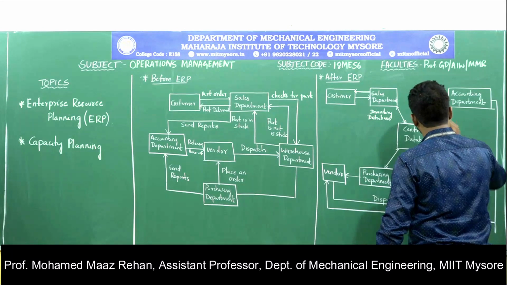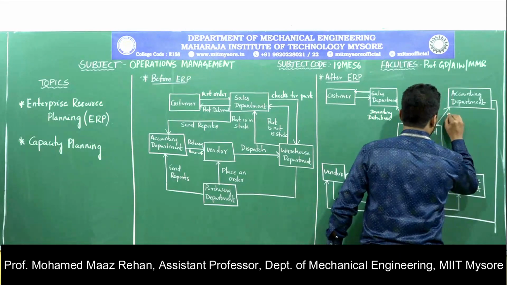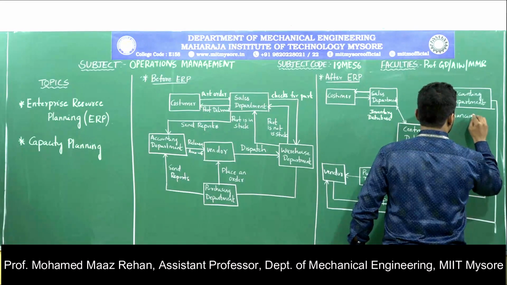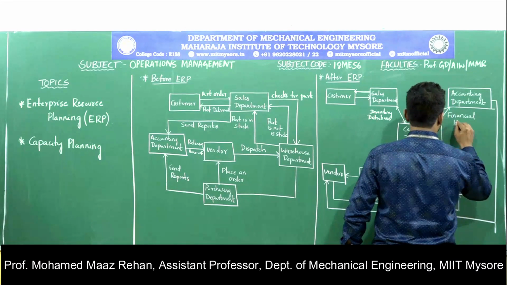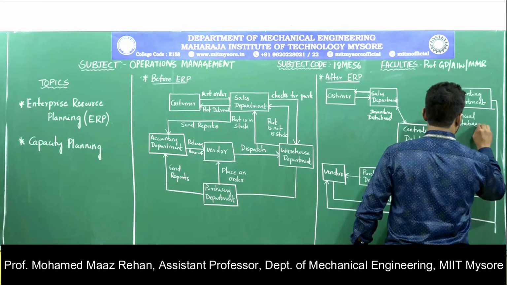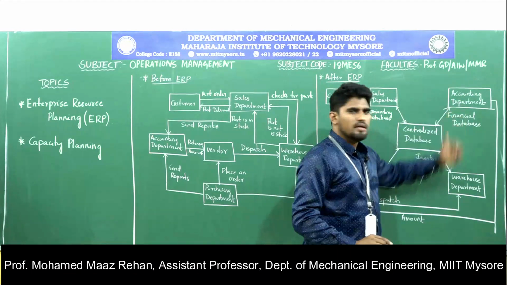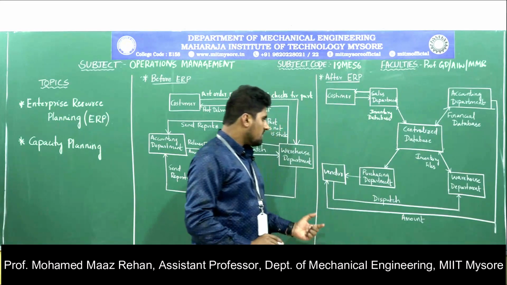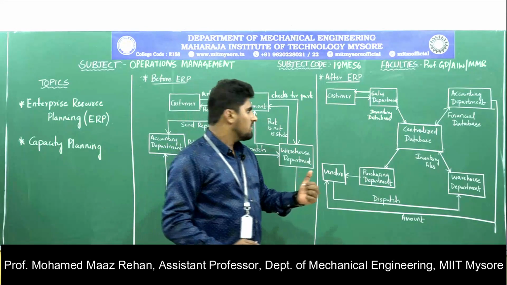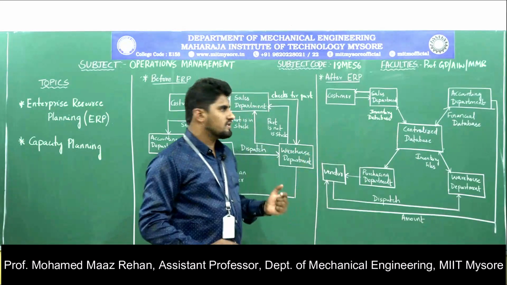Accounting department will also have access to the centralized database, that is all the financial database, all related to finance that has been in the accounting department. See, this is how an ERP system works. Let me just summarize this ERP system.